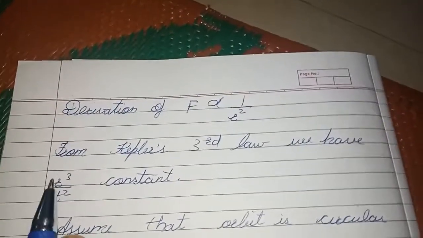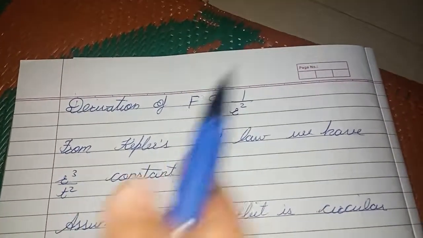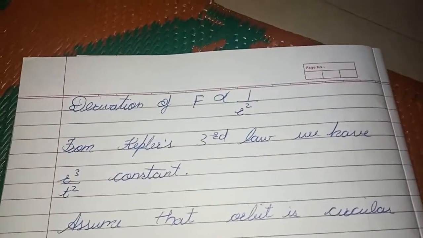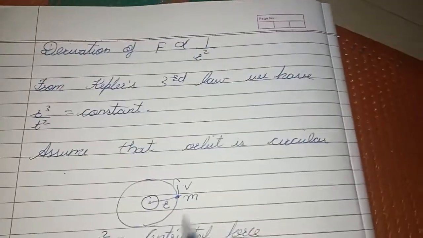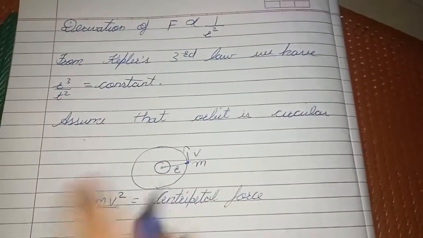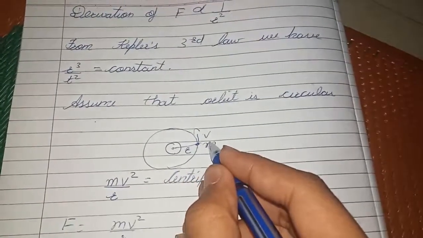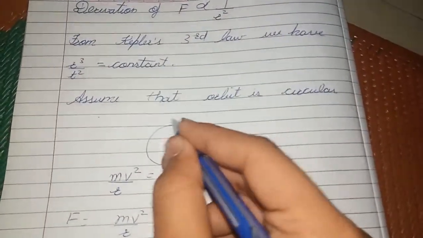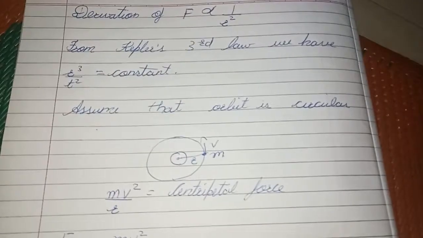So first, we know that from Kepler's third law, we have r cube by t square, where r is the mean distance of the planet from the sun. So r cube by t square is a constant. Now, Newton said that we have to assume that the orbit is in circular shape. We know that it is elliptical, but we have to assume that it is circular. So here it is the sun, here it is the radius, and we have our planet with mass m and it is going with speed v. We cannot say velocity because velocity changes at every moment.